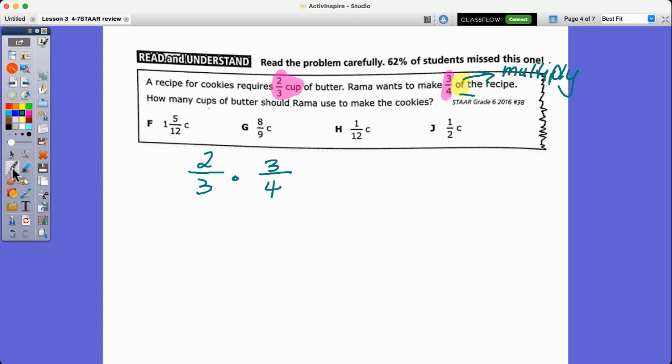Now, here's the amazing thing. With multiplication, we're just going straight across. Okay? And so I get 6/12. And 6/12 I can simplify by dividing by 6/6, and I get 1/2. The correct answer is J. And it's really not that hard of a problem, but what I'm thinking is a lot of kids just miss that word of, and of means to multiply. So one of the biggest things we need to do is to really make sure that we are looking for those keywords telling us if we're multiplying or dividing.